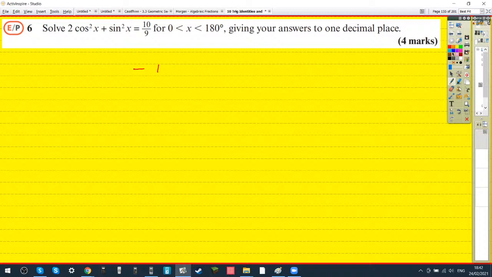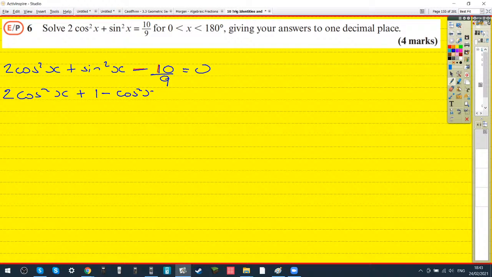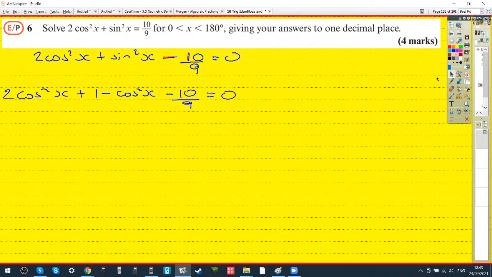So 2 cos squared x plus sine squared x minus 10 over 9. Okay. And then from then make sine squared x 1 minus cos squared x. Okay. What's next? Just a question, would there have been an easier way? No, maybe not. Okay. Make everything a. I think so, equal to a. Sorry, I think you can avoid that.